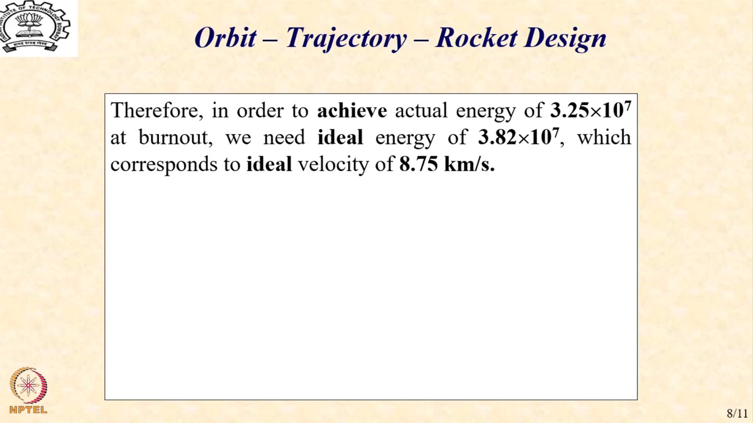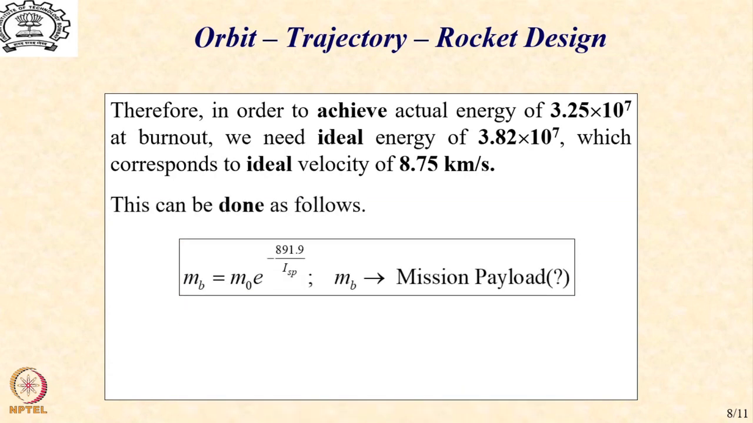Now, let us go back to our simplified exponential equation that we have seen in the beginning of the discussion on the trajectory where we talked about the ideal burnout performance. So, we know that our burnout mass is related to the liftoff mass with this exponential function which contains the ideal burnout velocity. So, now I substitute this 8.75 ideal burnout velocity, and now with that I have three quantities that need some decision. One is the ISP, the propellant, other one the liftoff mass m0, and mb is the burnout mass.